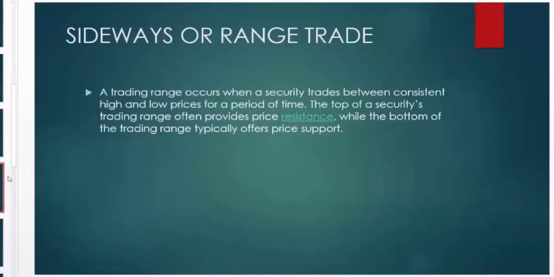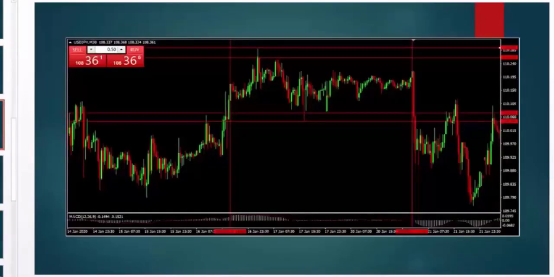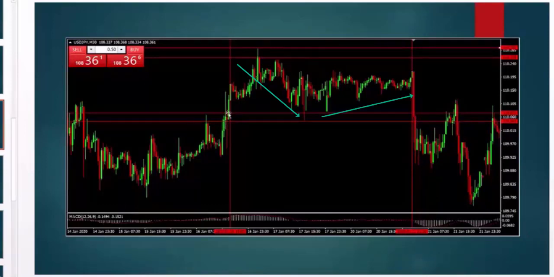Now let's find out what is sideways or range trade and how to identify it. This is a chart of a range trade. Sideways direction has the characteristics of an uptrend and a downtrend. Its candles have lower highs and lower lows just like in a downtrend, and higher highs and higher lows like in an uptrend. The overall direction of the price is only inside the box, it's just going up and down for a period of time.